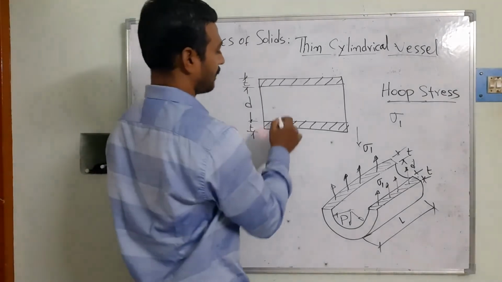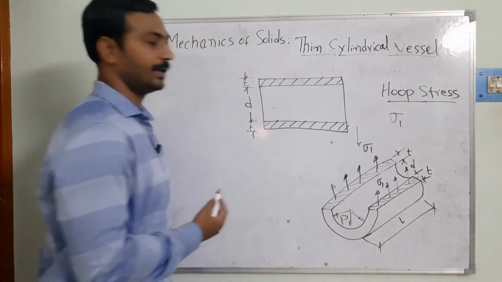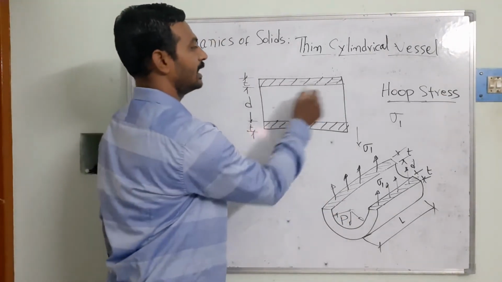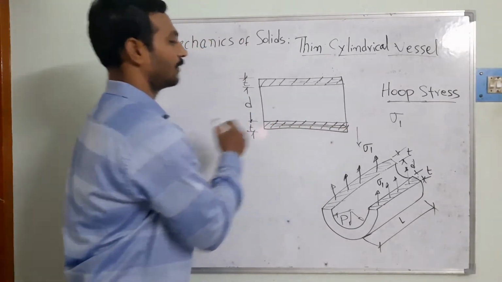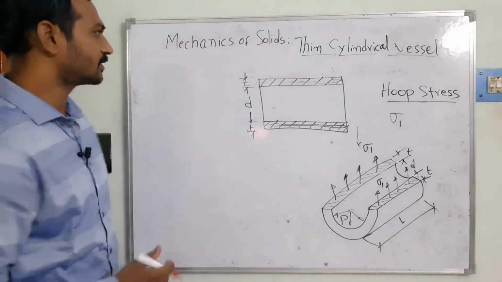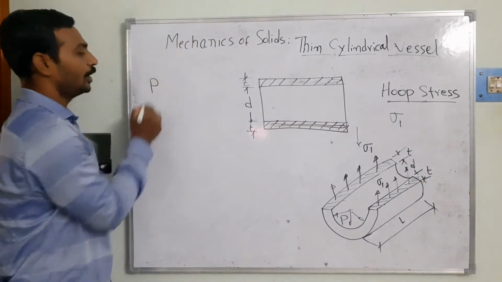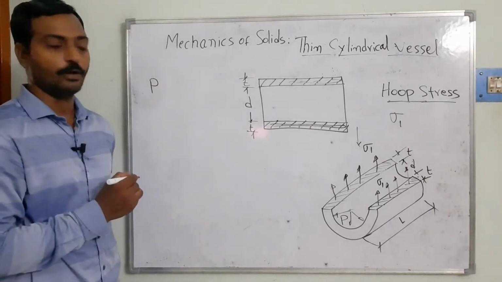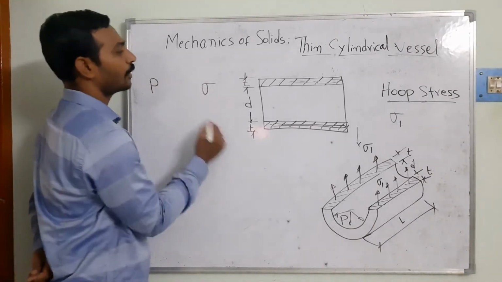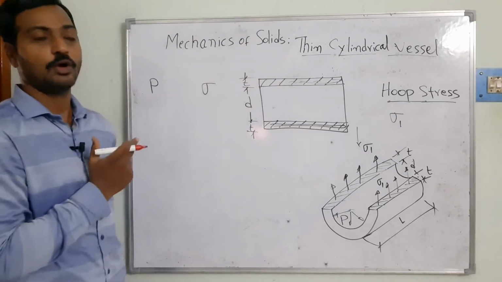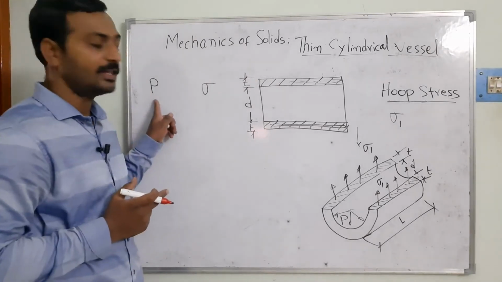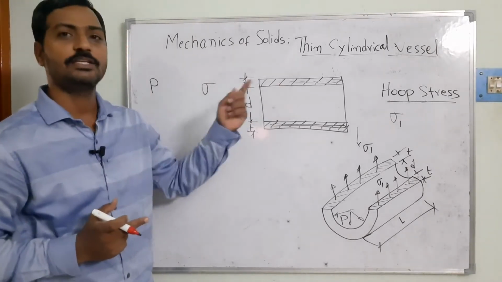Now in this case, the pressure is going to be acting over here and the stresses are going to be developing inside this material, right? So here there are two types of pressures. One is the pressure due to the fluid. The second is the stresses developing inside the material, because whatever forces come in from the pressure, the material is going to absorb them.